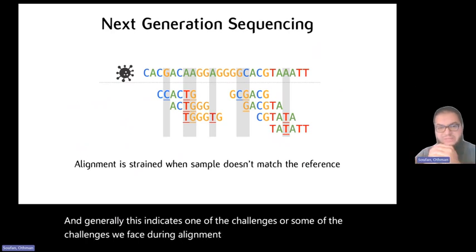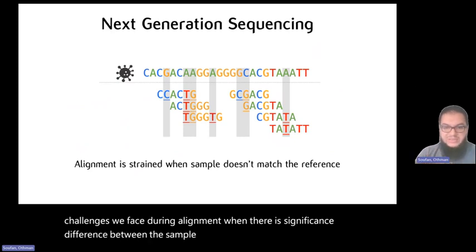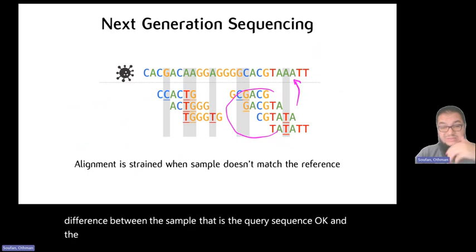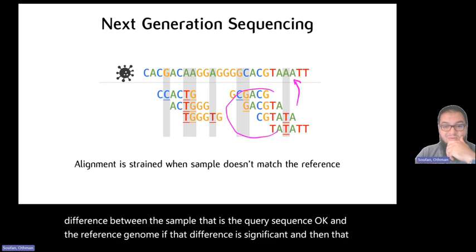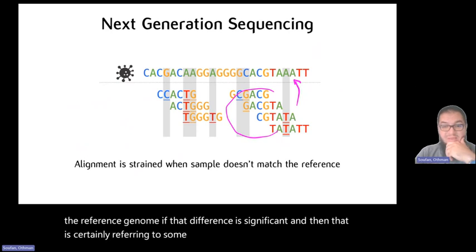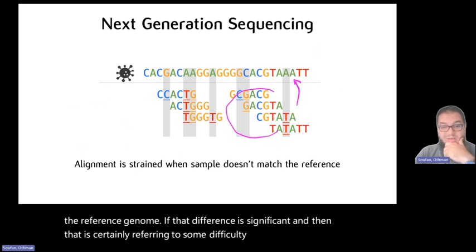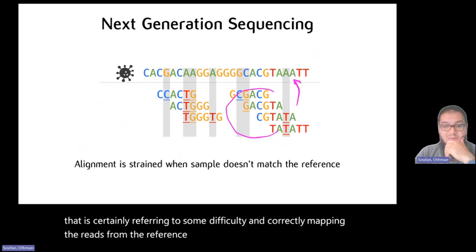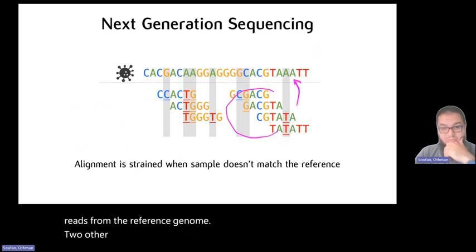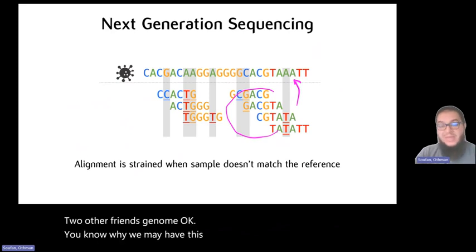When there is a significant difference between the sample, that is the query sequence, and the reference genome, that is certainly referring to some difficulty in correctly mapping the reads to a reference genome. Okay, do you know why we may have this? Why we may have this?